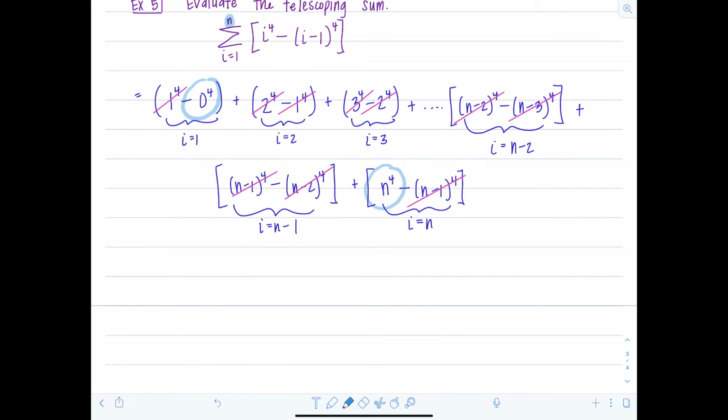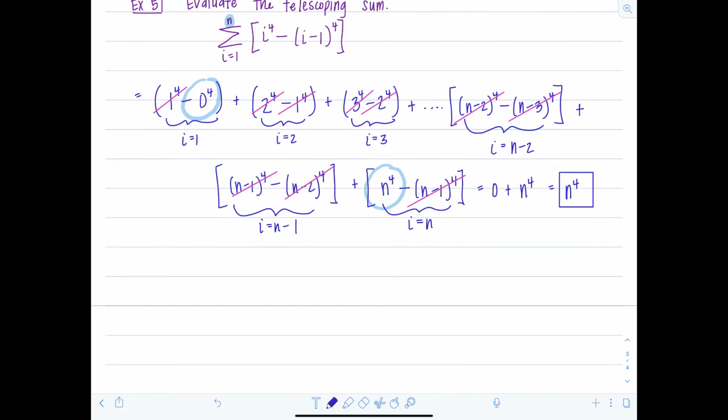n to the 4th. So that's why it's called telescoping, because only a term or two at the beginning of the sum and a term or two, it could be a couple, at the end of the sum will survive, and then all of the terms in the middle collapse. And however many terms don't cancel out in the beginning will match the number of terms that don't cancel out at the end. All right, so what are we left with? All I have is 0 plus n to the 4th, which is going to be n to the 4th.